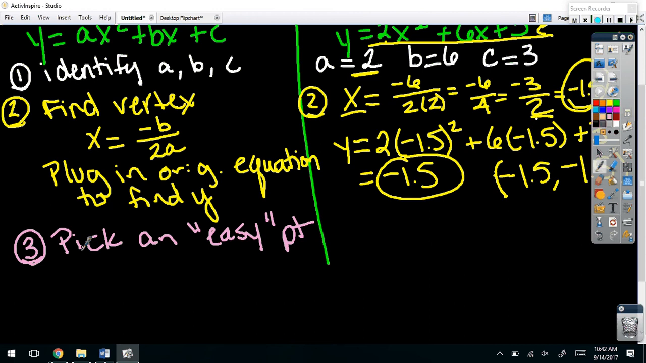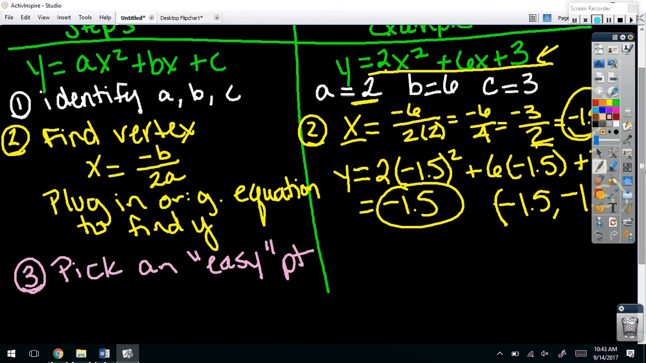Darian says use the y-intercept, and I 100% agree with him because this is an easy y-intercept. It's a 3. But what if that was a 13 on the end or a 23? It makes it a little bit harder, right? Because what if you couldn't go up 13 or 23 or 53 or 103? So what you want to do is pick an easy point, okay? If you can use the y-intercept, use it.